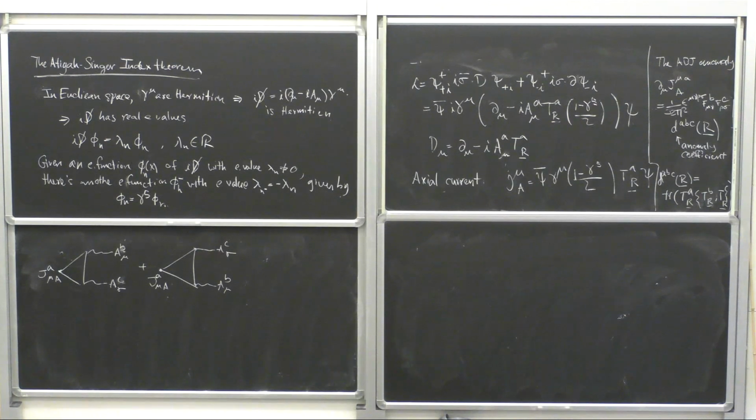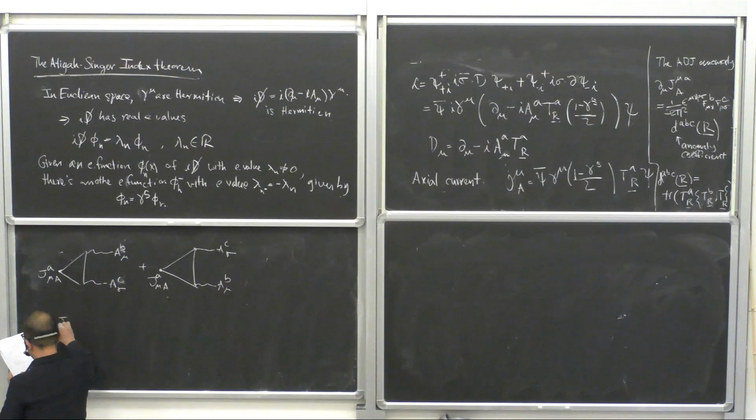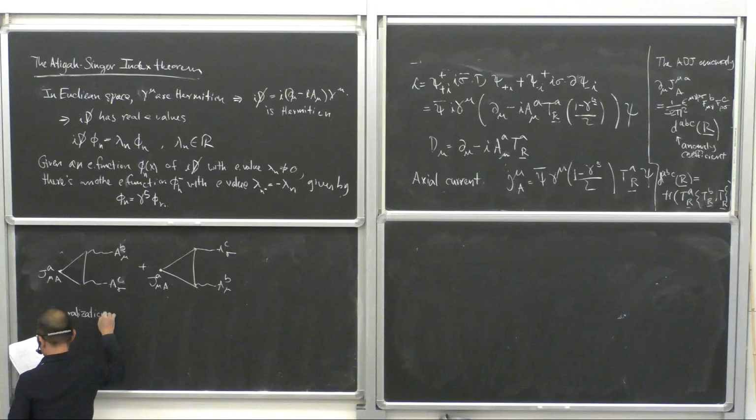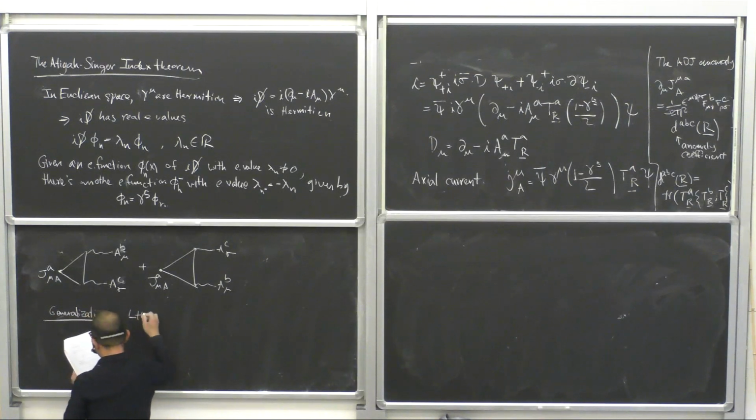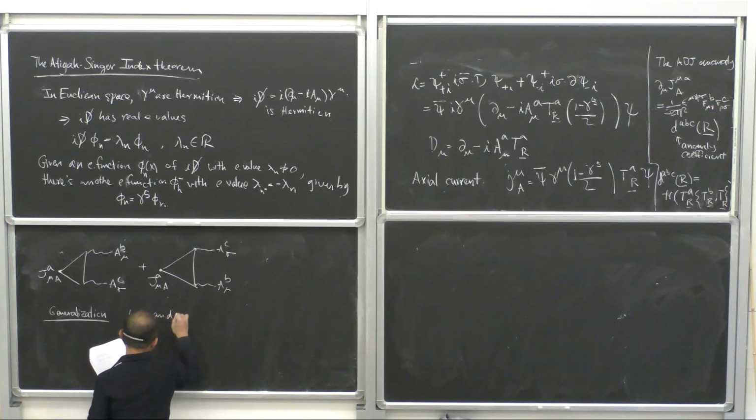Say again? Yes, it's contracted, right? BC with d^{ABC}. Sorry, it's a multiplication. Yeah, sorry about that. Okay. So this is the triangle diagram that you would compute to get this result. And you can generalize it even more. So suppose that you have left-handed and right-handed fermions.